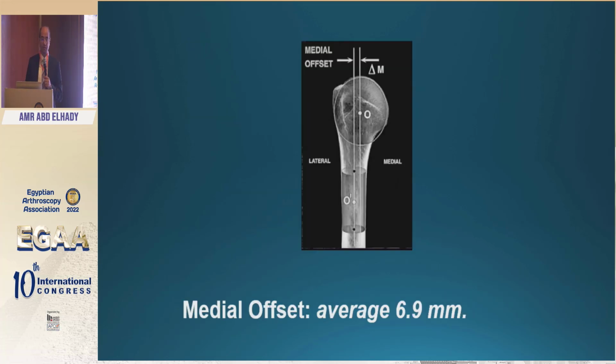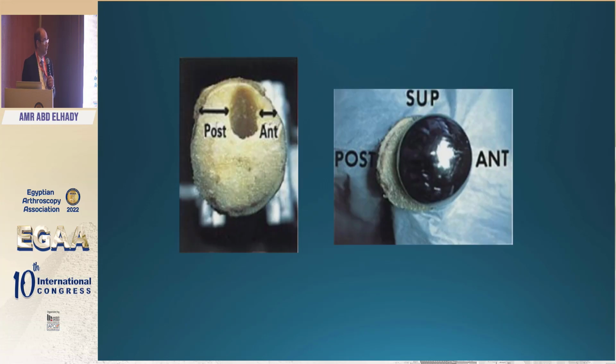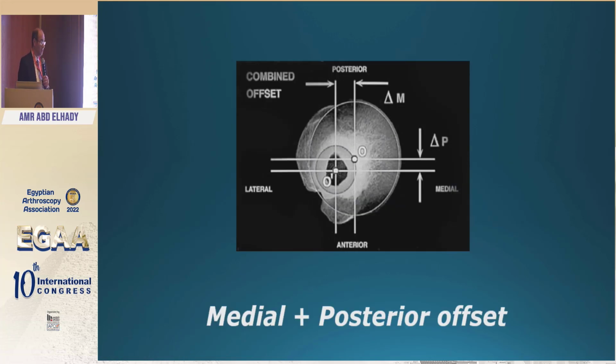What about the relation of this sphere over the cylinder? There is a medial offset of average 6.9 millimeters between the center of the ball or sphere and the axis of the humeral shaft. Also, there is a posterior offset between the center of the sphere and the axis of the humeral shaft, about 2.8 millimeters. So there is anterior and medial offset. As we can see here, this is the axis of the shaft. The anterior part is small, the posterior part is large. So the medial and posterior offsets are available.